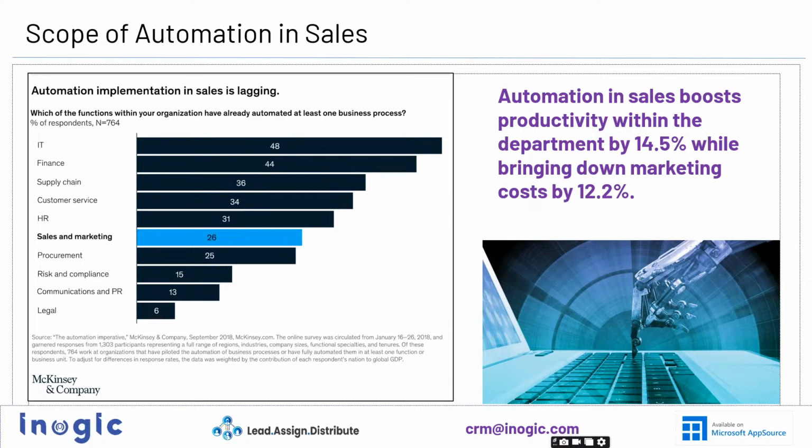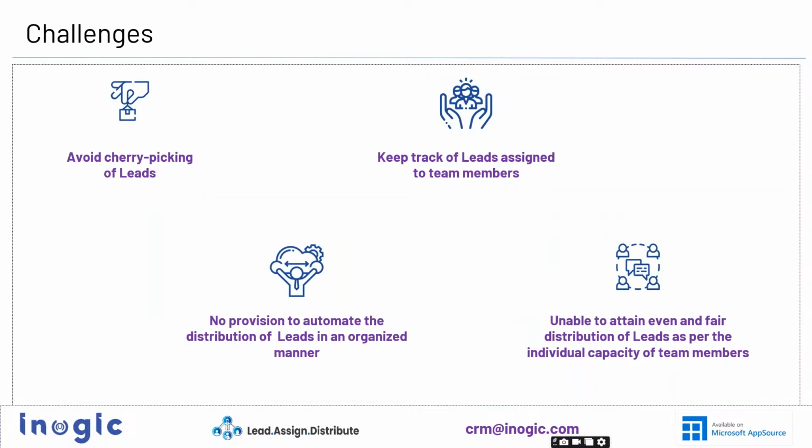However, before we discuss the lead assignment and distribution automation in detail, here are some of the common challenges that most organizations usually face when it comes to automatic lead assignment or automatic record assignment. The first and the foremost is the cherry picking of the leads or the records. The sales representative or the service representative, or for that matter, any CRM user can cherry pick the record based on their convenience. We also don't have any provision to keep track of leads assigned to the team members.